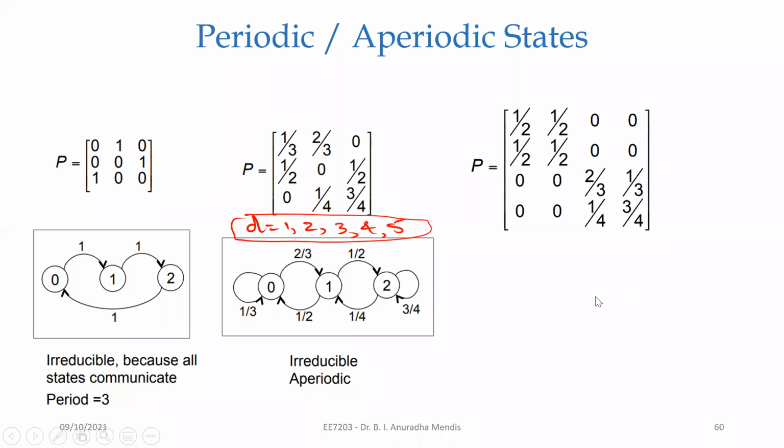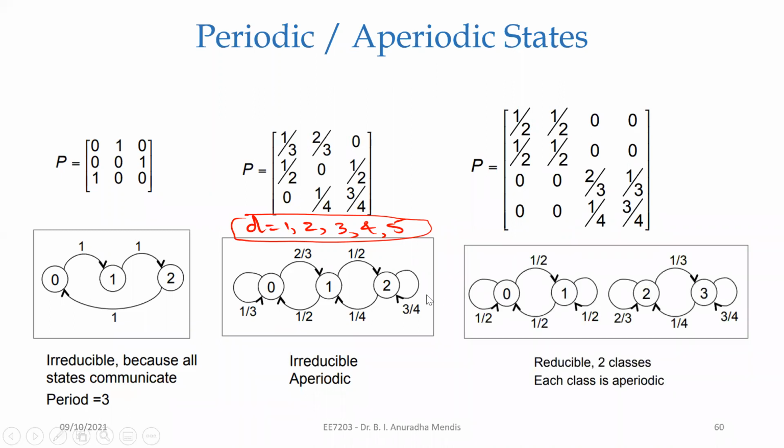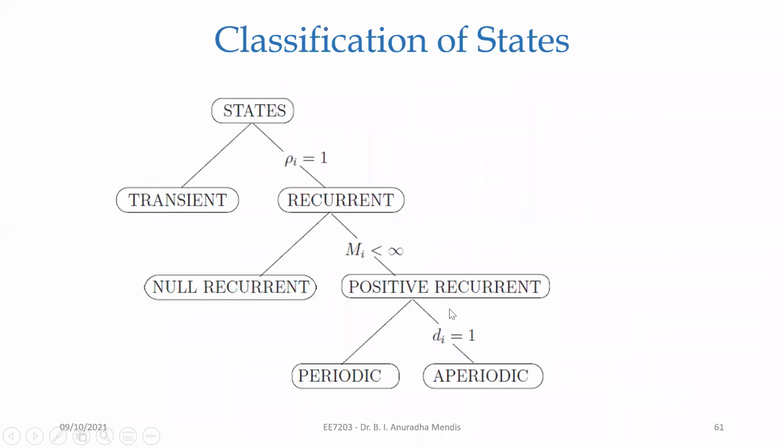But how about the periodicity now? We can't combine the classes because this is reducible, with 2 classes. These 2 do not communicate with these 2. But somehow you can see the periodicity. There are self-transitions. So when there is a self-transition, you know this is not periodic. It is non-periodic. So that is how you identify the periodicity of states.